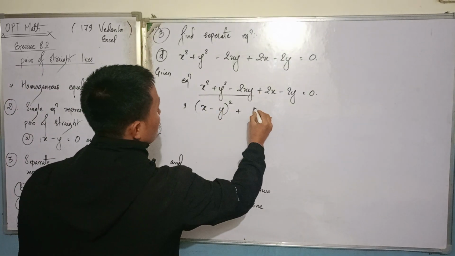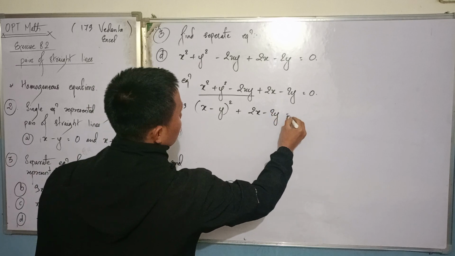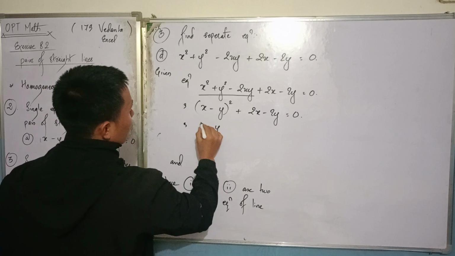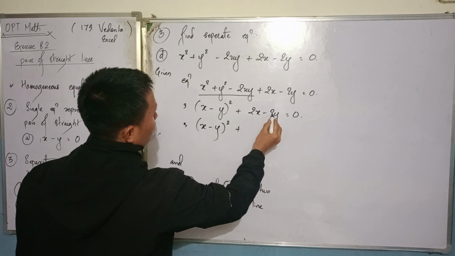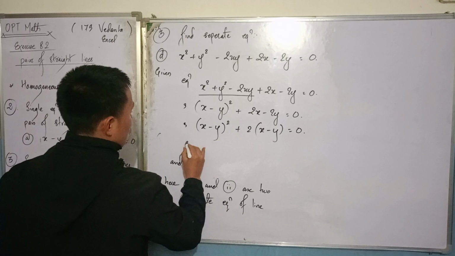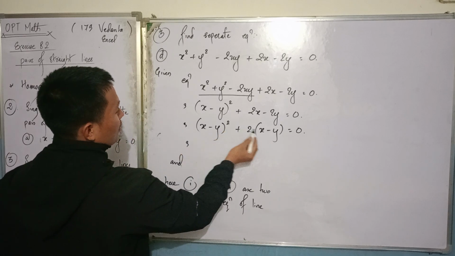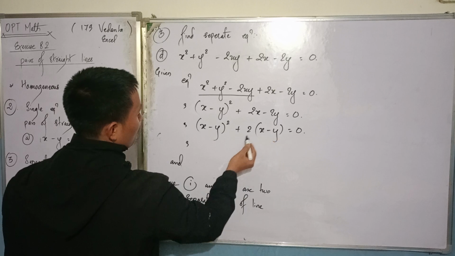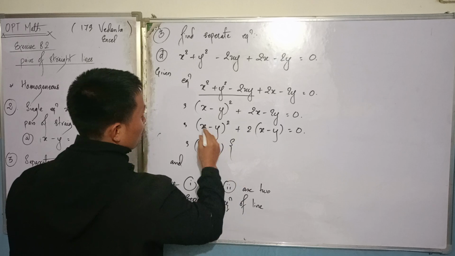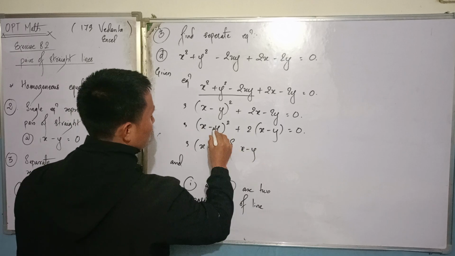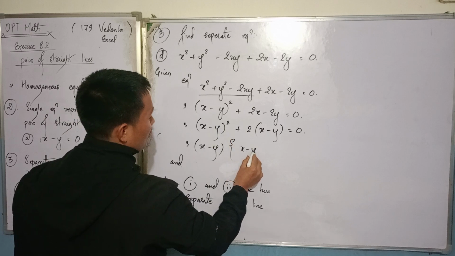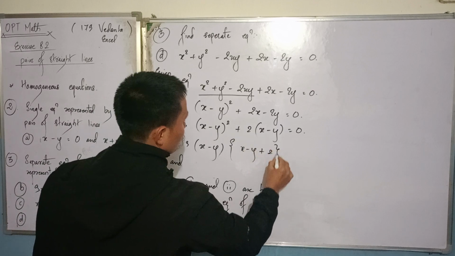Now the remaining is here 2x minus 2y is equals to 0, so this can be written as x minus y whole square plus, here you can take 2 common, the remaining inside the bracket will be x minus y is equals to 0. Now from here, here is x minus y squared, here is only 1 times x minus y. So from here you will get x minus y common, and the remaining inside the bracket will be x minus y. Here is 2, the 1 is still here. So I'm writing the remaining x minus y here, and plus 2 is equals to 0.